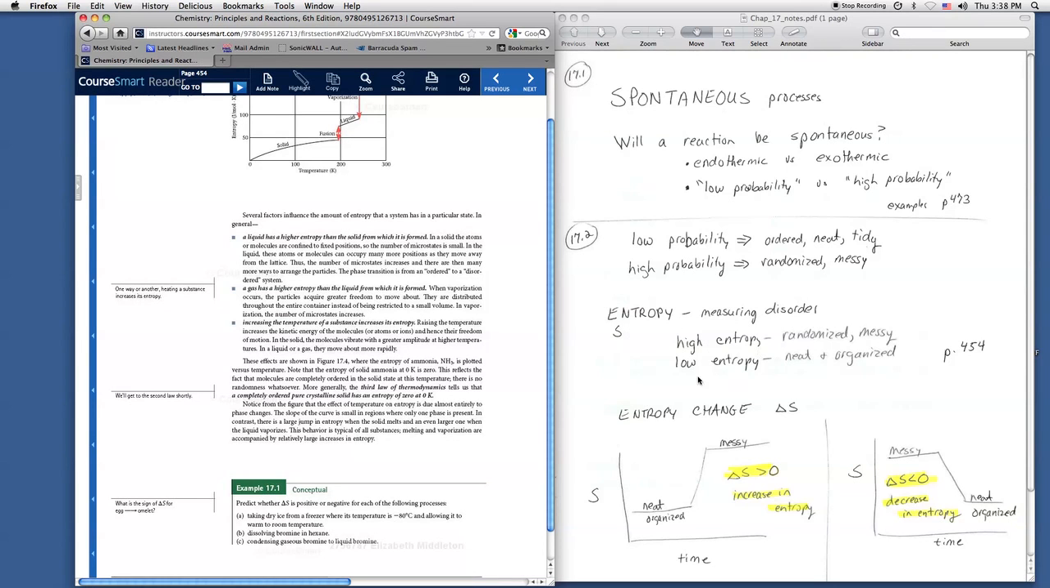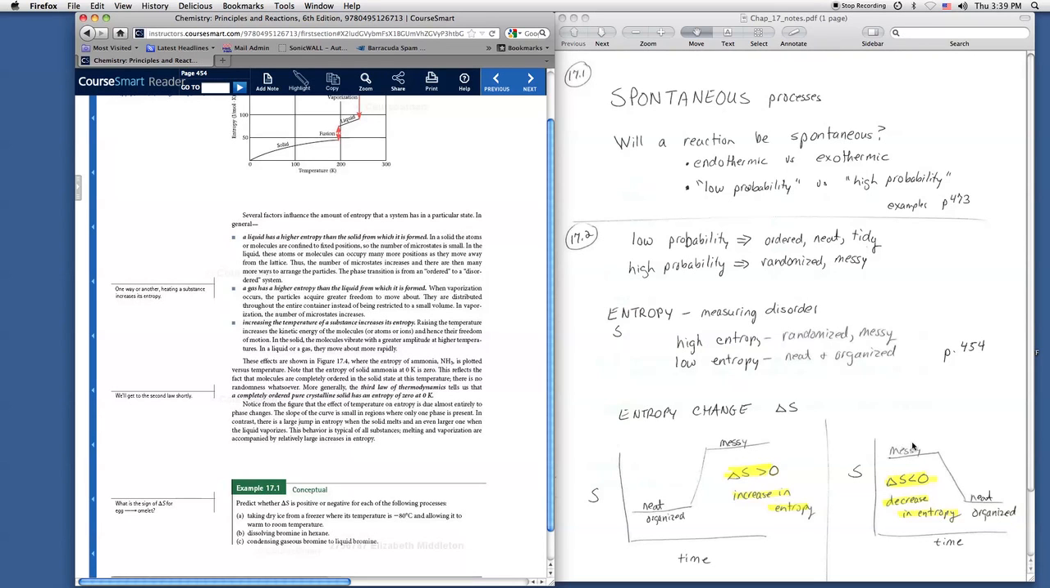this is a high entropy substance or a low entropy substance, but we want to think about the idea of an entropy change. If some sort of a process takes place, are we viewing a situation where we go from a neat and organized situation to a messy situation? If so, that process is said to have a positive entropy change. It's a positive value. Overall, there's an increase in entropy.